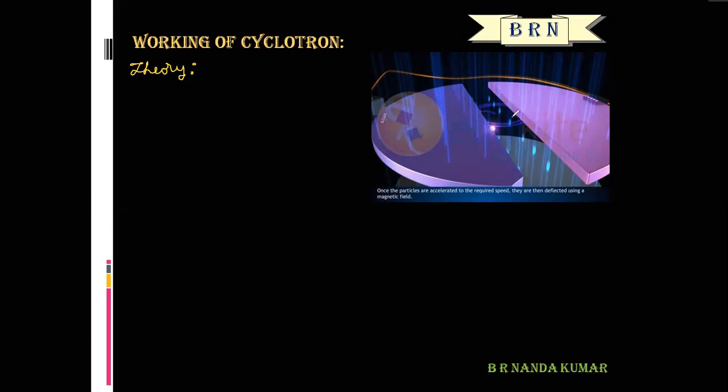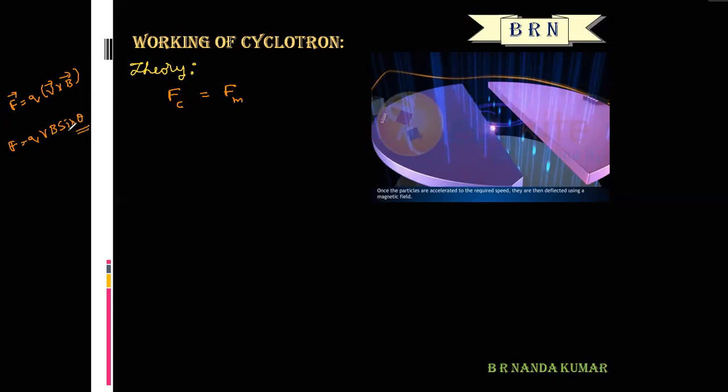Whatever the particle, if it is moving in a circular path, it requires what? The centripetal force. It requires centripetal force, here provided by the Lorentz magnetic force. If the charged particle is moving in the presence of a magnetic field, it will experience F vector equal to q of v vector cross B vector. The magnitude of this force is F equal to qvB sin theta.